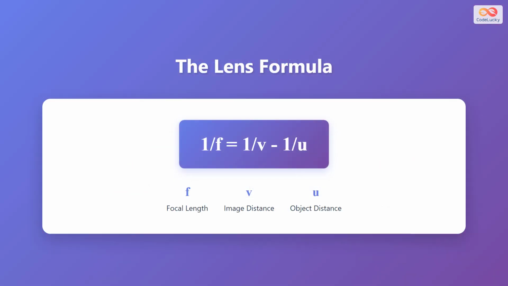The lens formula mathematically relates three important quantities. It states that 1/f equals 1/v minus 1/u. Here, f represents the focal length, v represents the image distance from the lens, and u represents the object distance from the lens. This formula allows us to calculate where an image will form for any given object position.